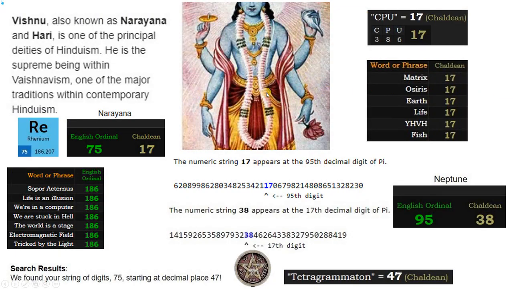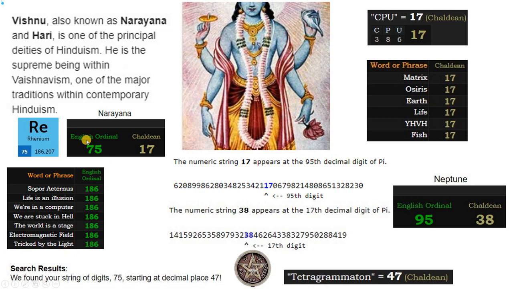Vishnu is also known as Narayana, and Narayana is 75 in English ordinal, matching element rhenium that has an atomic mass of 186. We have the following expressions with 186 in English ordinal. Sopor eternus, that means eternal sleep. Life is an illusion. We are in a computer. We are stuck in hell. The world is a stage. Electromagnetic field, that is a reference to the cyclotron. And tricked by the light.